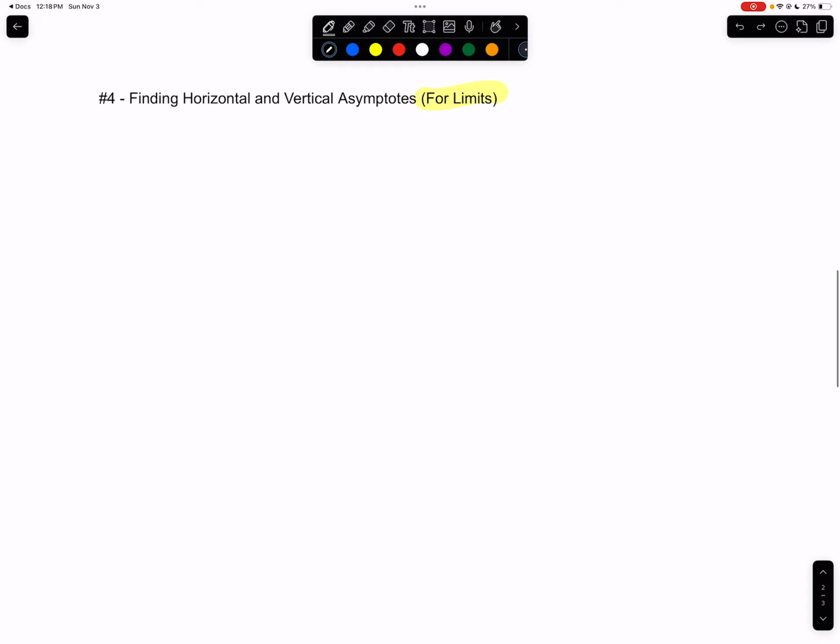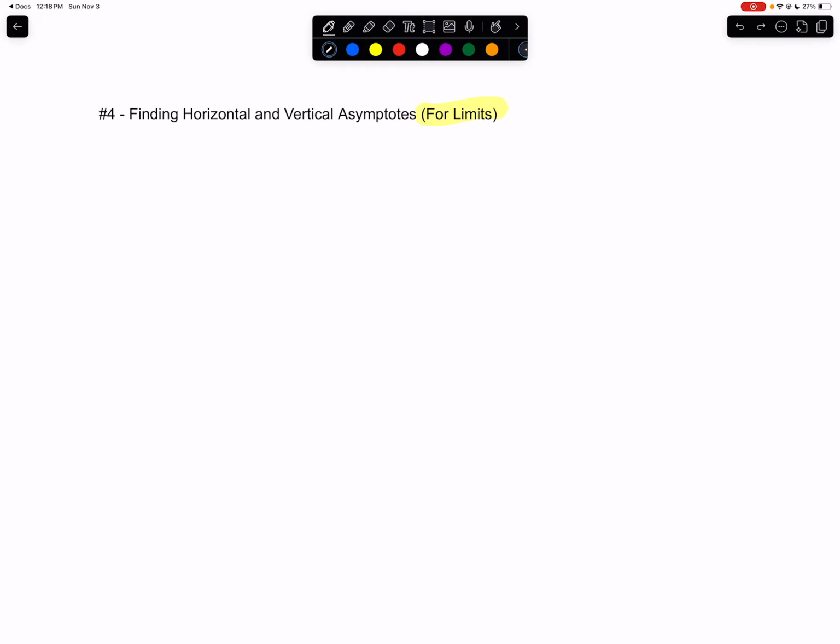So number 4, finding horizontal and vertical asymptotes for limits. This, again, is very short. Let's say we have some expression, x cubed minus 6x squared plus 9 over 7x cubed. Okay, so we want to find both the horizontal and vertical asymptotes.